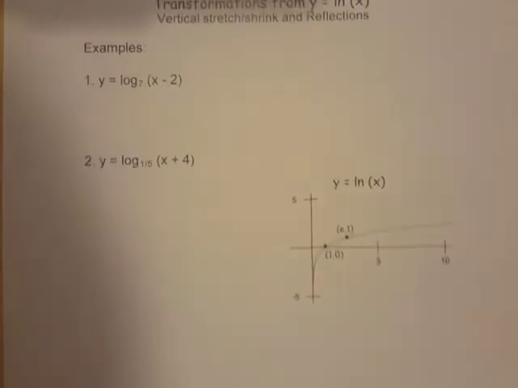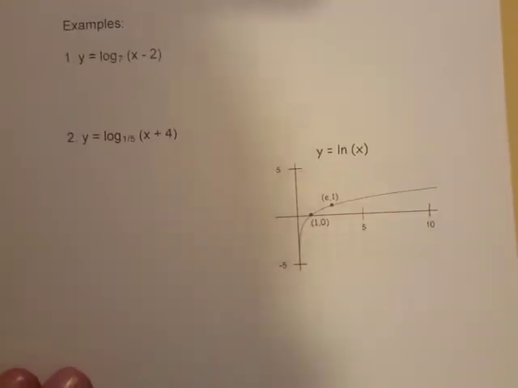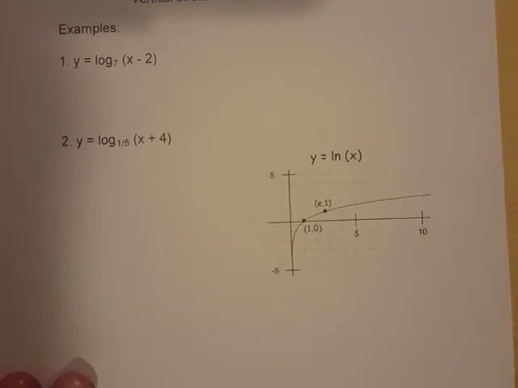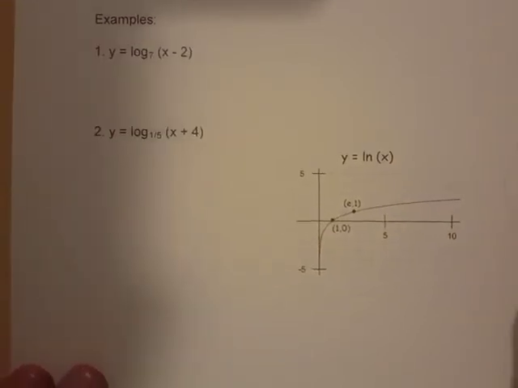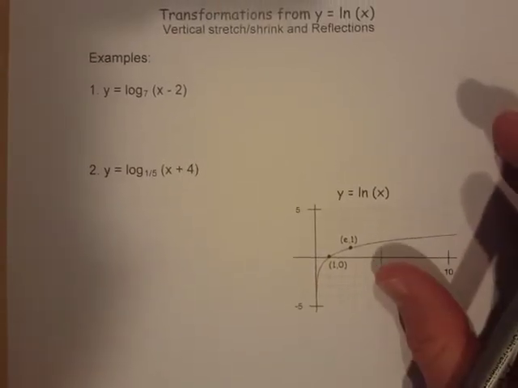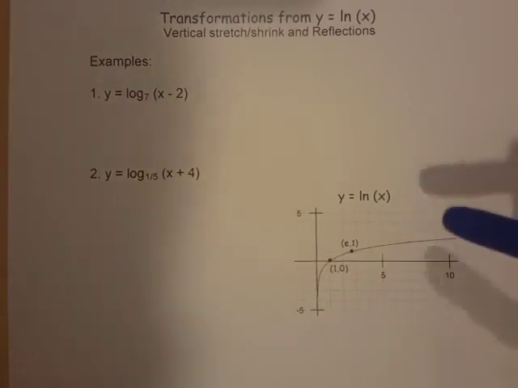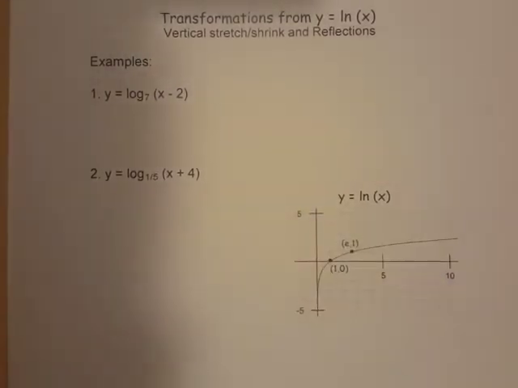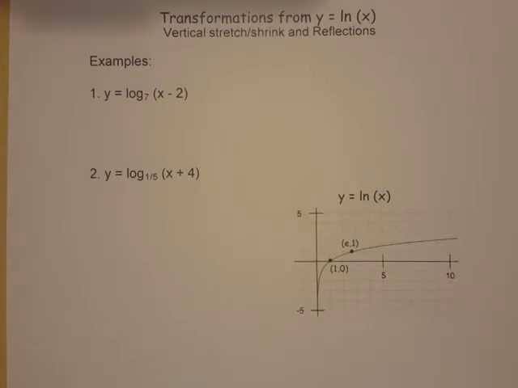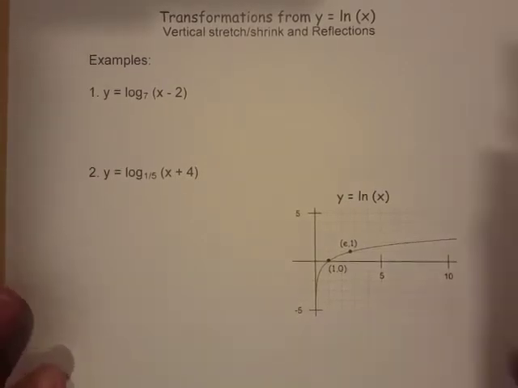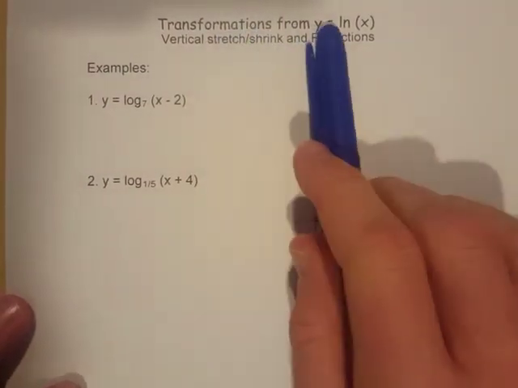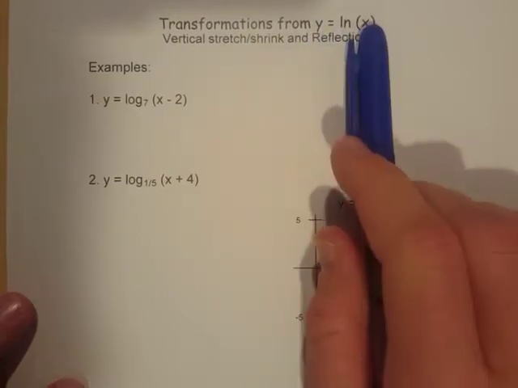This is the beginning of section 3.4, day 2. And yesterday we talked about the log properties. We're going to use some of those log properties to accomplish various things throughout the different examples here today. One of those examples is transformations. Now we're going to do transformations from the graph y equals ln of x.